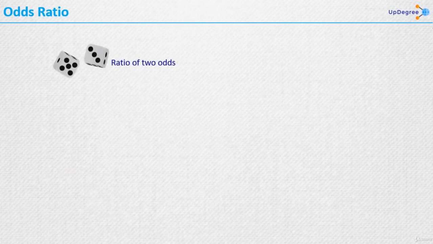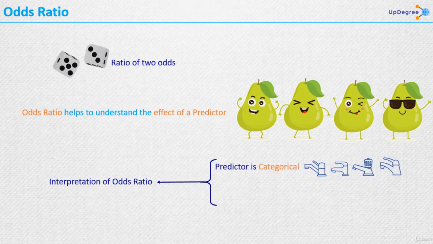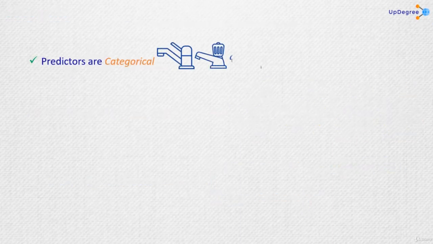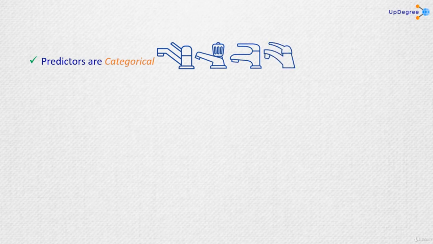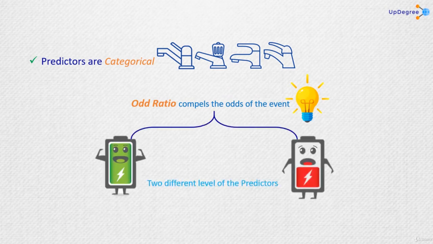So now let's understand the interpretations of odds ratio. Odds ratio is basically the ratio of two odds. Odds ratio helps us to understand the effect of a predictor. The interpretation of the odds ratio depends on whether the predictor is categorical or continuous. When the predictors are categorical, that is, when my independent variables are categorical, the odds ratio compares the odds of the event occurring at two different levels of the predictor.